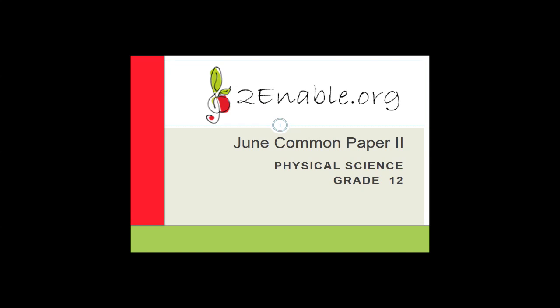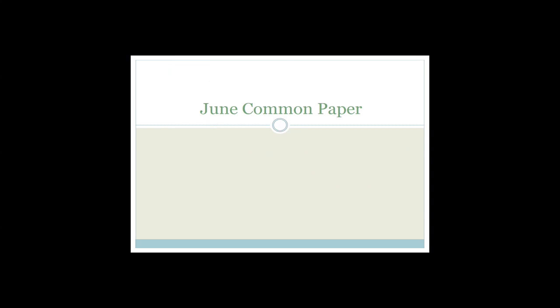Okay, the whole point about these lessons is that they are useful to you. So at the moment, I'm going through the Eastern Cape June Common Paper, the second paper, the chemistry paper. I just started that yesterday. Basically what we're trying to do is make sure that you understand everything. At the moment, we're just doing revision, and after that, we'll start targeting certain sections. So let's continue with where we left off yesterday.